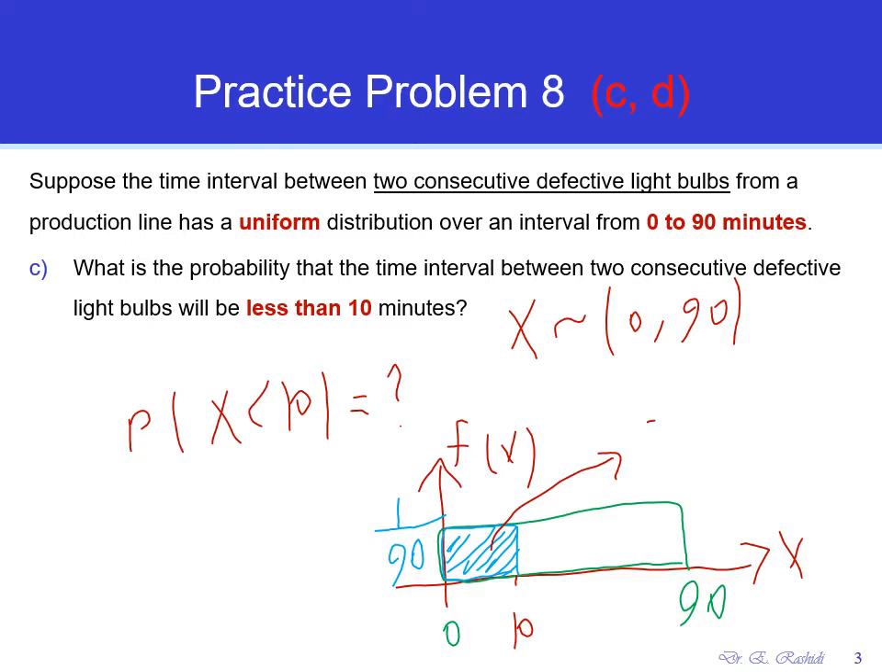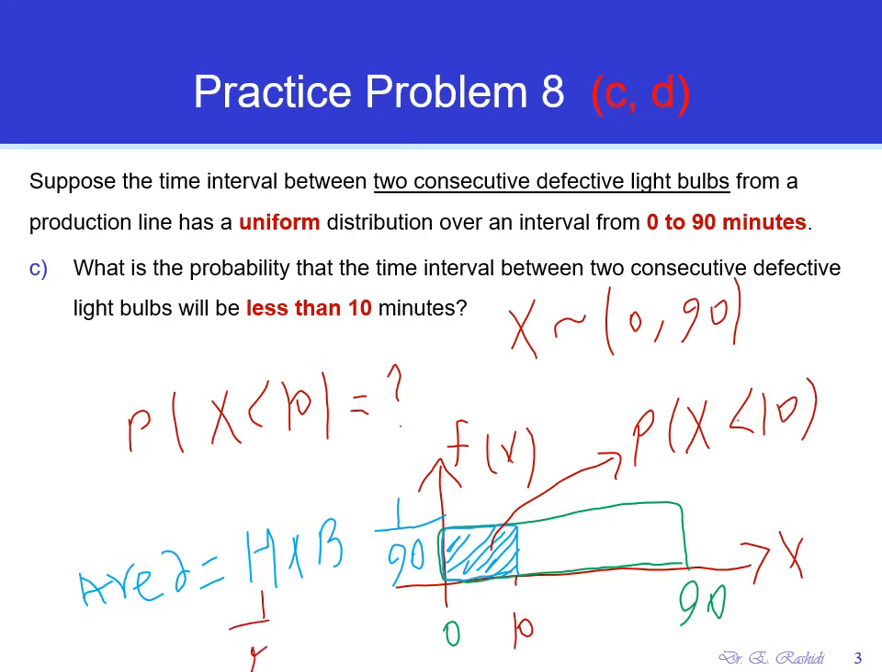This is the probability that X is less than 10. What is the shaded area? The area of the shaded blue region is height multiplied by base. What is the height? The height is 1 over 90. And the base is 10.